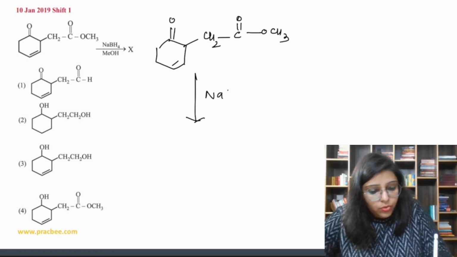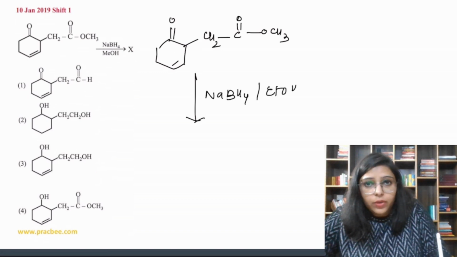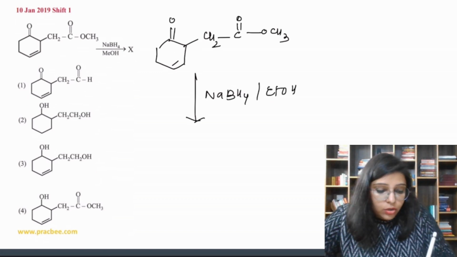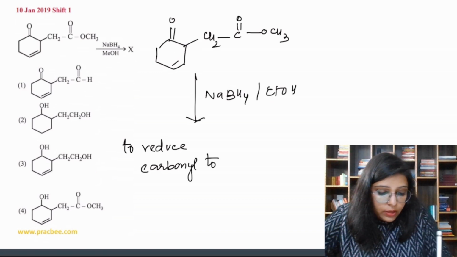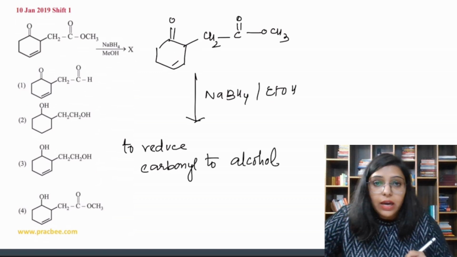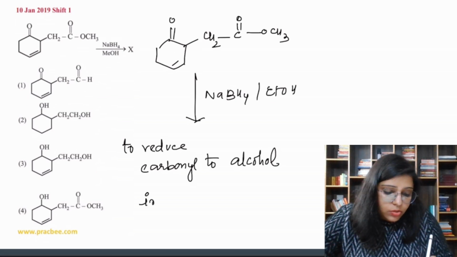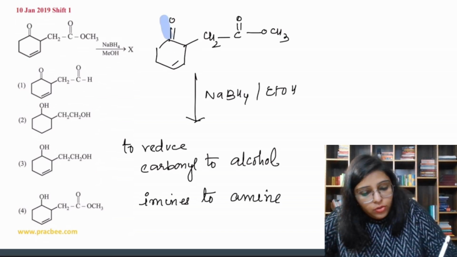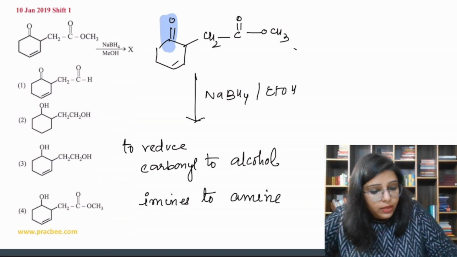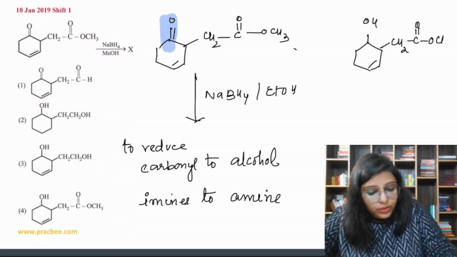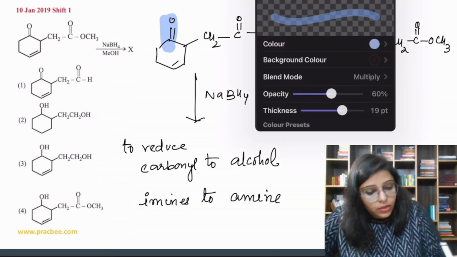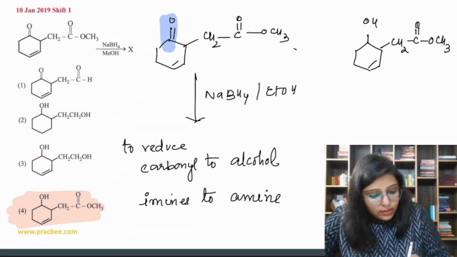So NaBH4 in presence of EtOH, the function of NaBH4 is to reduce carbonyl to alcohol. Okay? Carbonyl to alcohol. It can reduce imines also, imines to amines. So in place of the double bond O, we get OH. So CH2, C double bond O and OH. So option 4 is the correct answer.